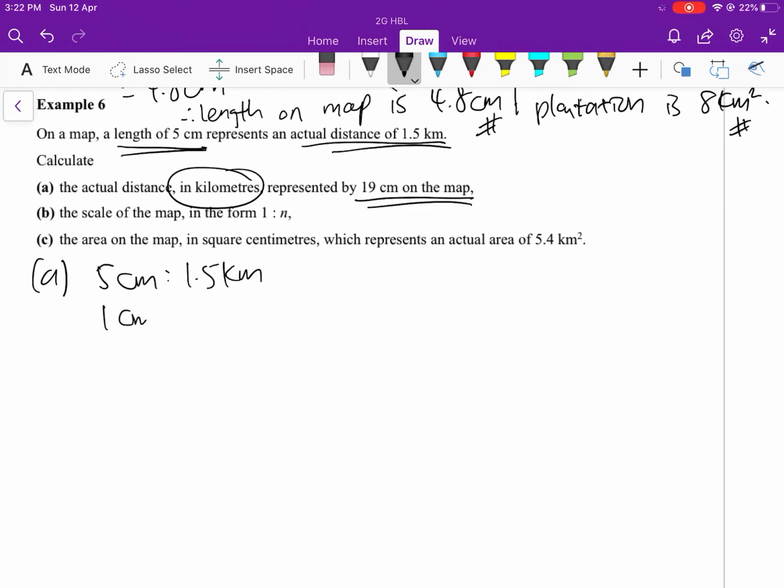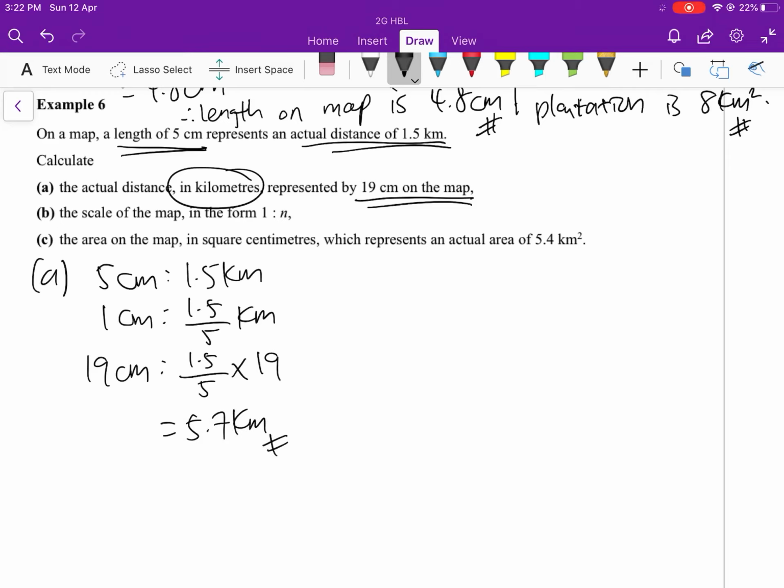So I will change this to 1 first. Okay. So I divide by 5. And because I'm given 19, so I times 19 on the left. On the right, I will also times 19. So you just need to key your calculator. You get 5.7 km. So this is the final answer. This is the actual distance.